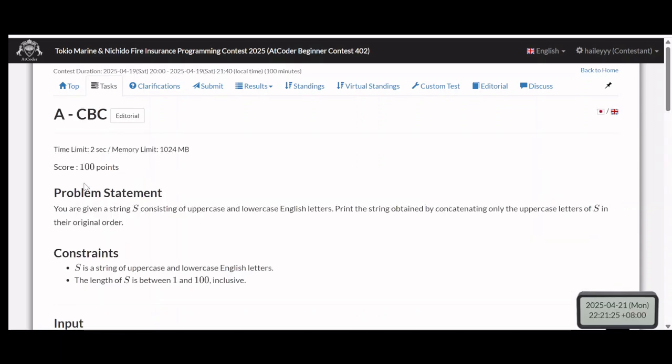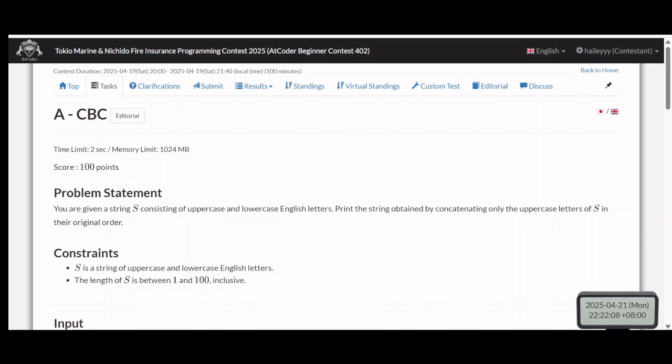For problem A, we have a string consisting of uppercase and lowercase English letters, and we need to print out the string that's obtained by concatenating all the uppercase letters in S. For this problem, we can do this directly by using a for loop, looping through all the characters in S and checking whether each character is an uppercase or lowercase letter. If it's an uppercase letter, we can add it into our answer string, and in the end, we can print out the answer string.